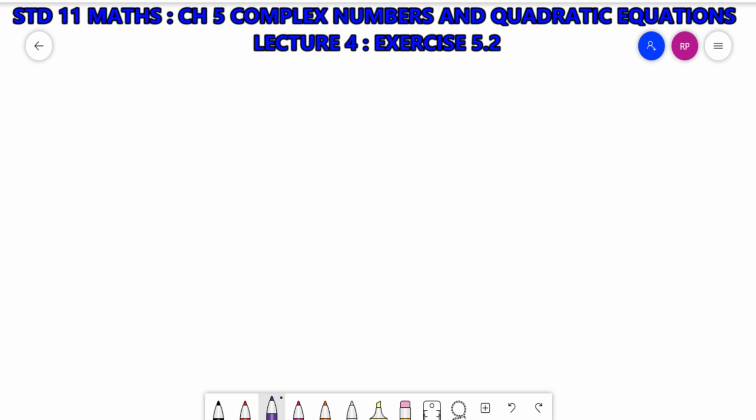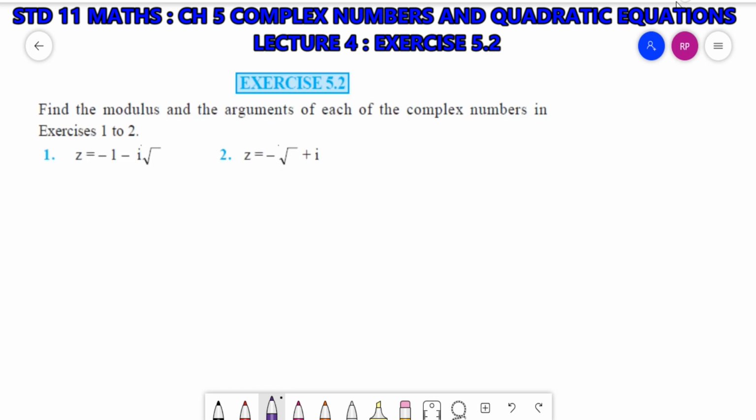Hello students, welcome back. Today we'll continue with chapter number 5, that is complex numbers and quadratic equations. Today we'll start with exercise 5.2. Find the modulus and argument of each of the following complex numbers in exercises 1 to 2. So let's start with the first.